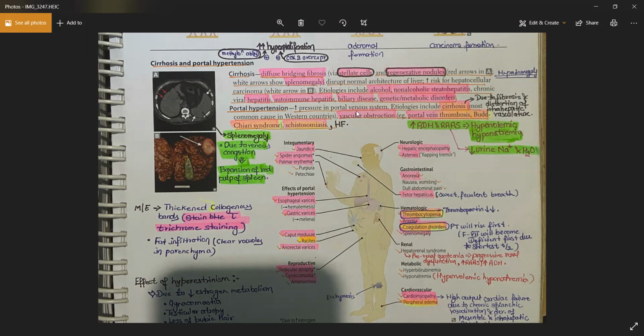Loss of fluid into the interstitial space. Because all the fluid will be accumulating in the interstitial space, the circulatory blood volume will be lost. And whenever the circulatory blood volume is lost, that can activate the RAS system. You will have a reabsorption of the sodium and the water that will further cause more edema, right?